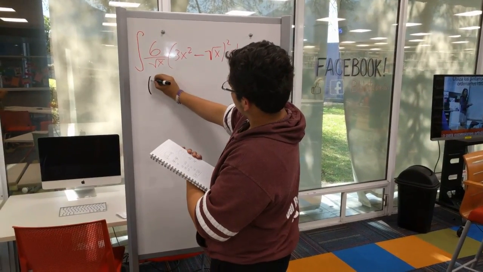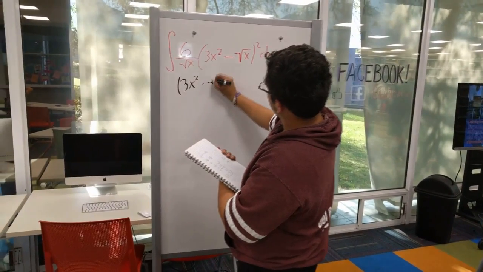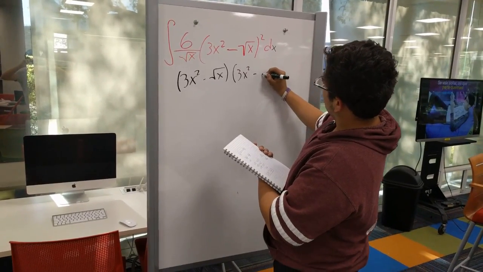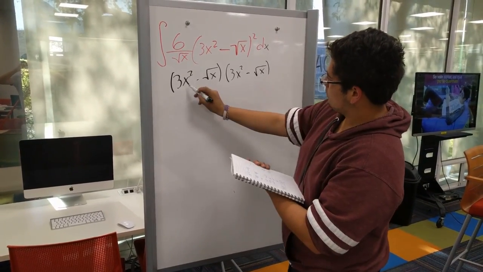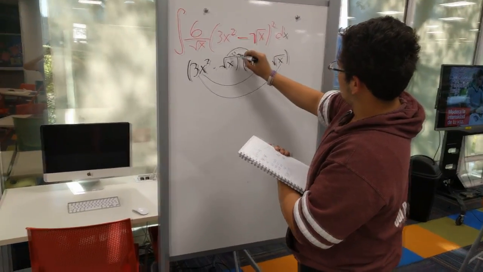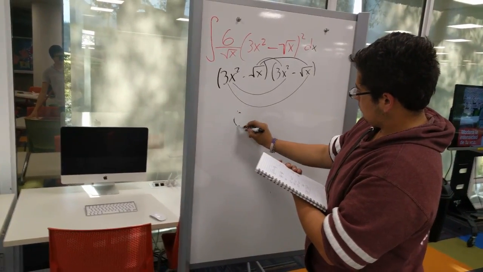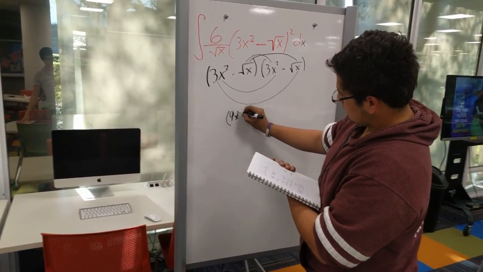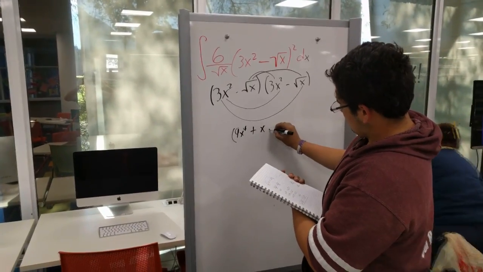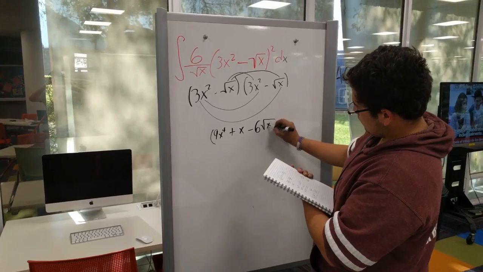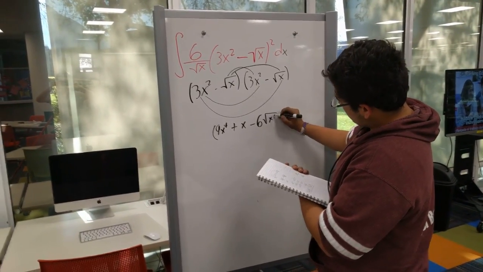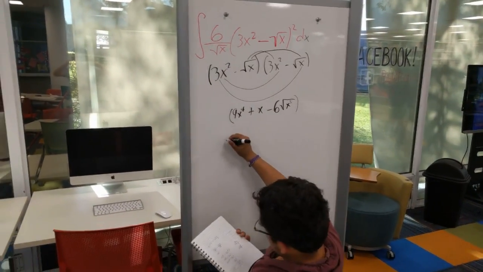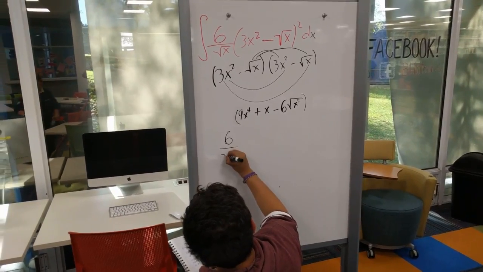Antiderivatives. Integrate. Problem 17. 6 over the square root of x times (3x squared minus the square root of x) all to the second power. Use the FOIL method to open the expression 3x squared minus the square root of x. When you finish the FOIL method, the result is 9x to the 4th power plus x minus 6 times the square root of x to the 5th power.